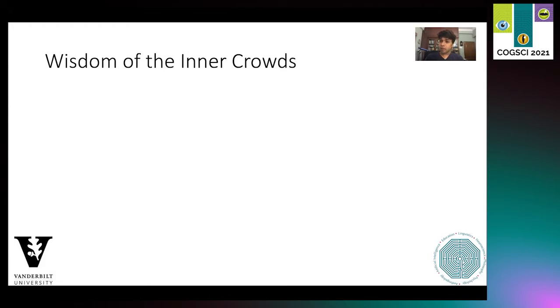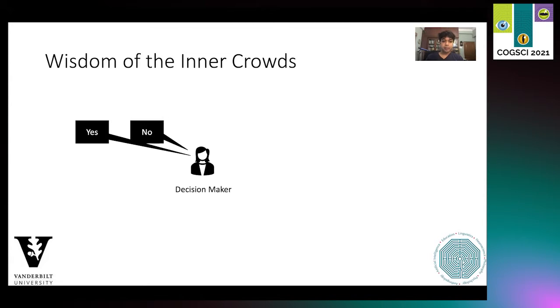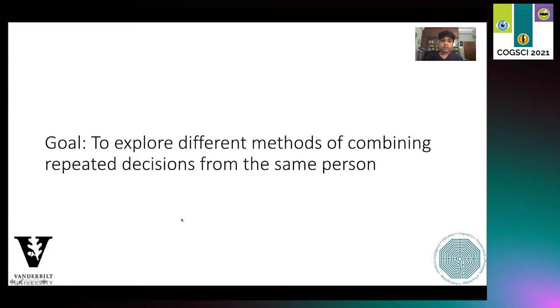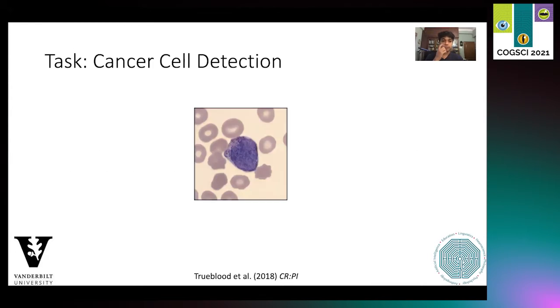But in a phenomenon called wisdom of the inner crowds, you can take only one decision maker and make them do the same decision, same task several times, and then aggregate these decisions. And it's been shown that under certain circumstances, this can actually improve the accuracy of that person. So the goal of the talk is to explore different methods of combining repeated decisions from the same person.